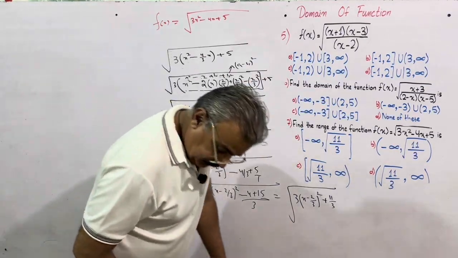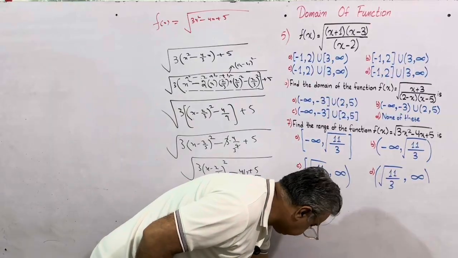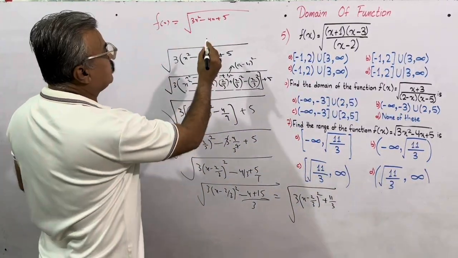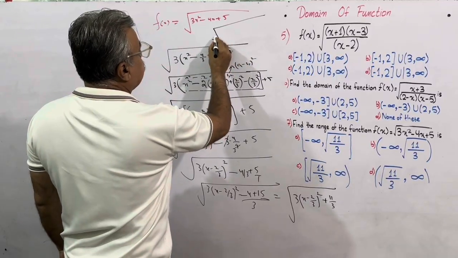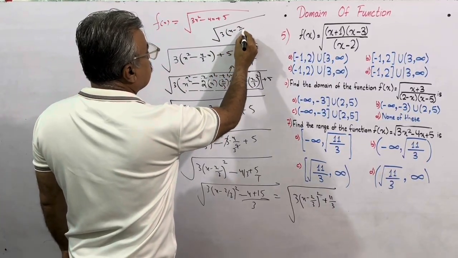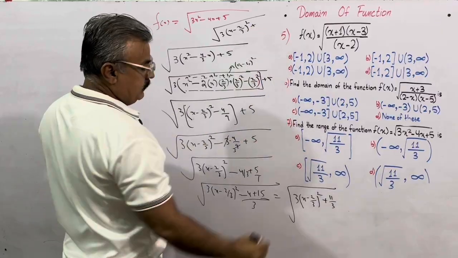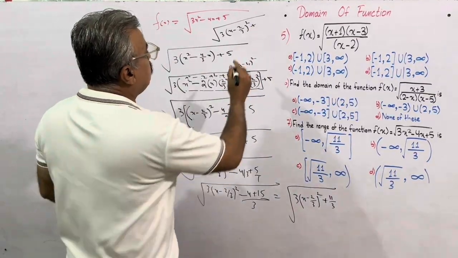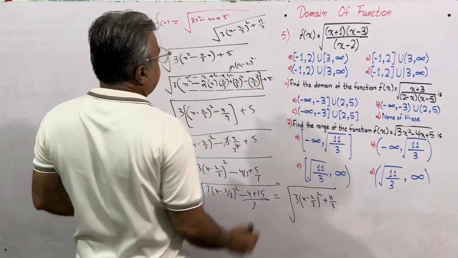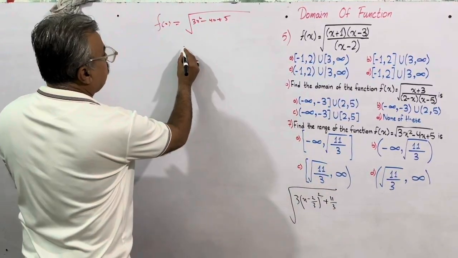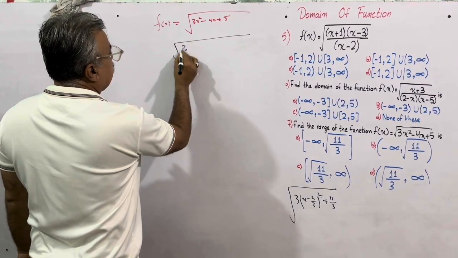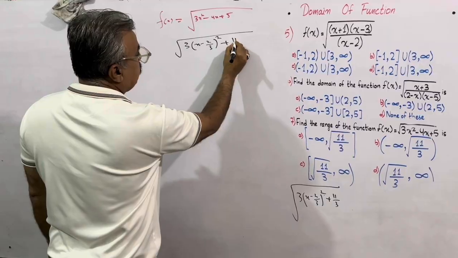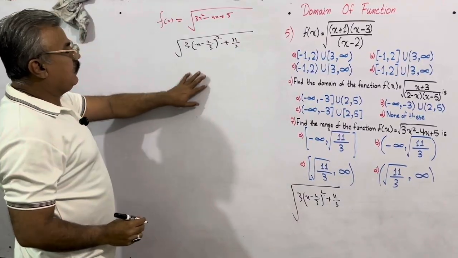Let me write this quantity here in the square root. Writing this final answer here in square root: 3 times x minus 2 over 3 whole squared plus 11 over 3. Now have a look at this.